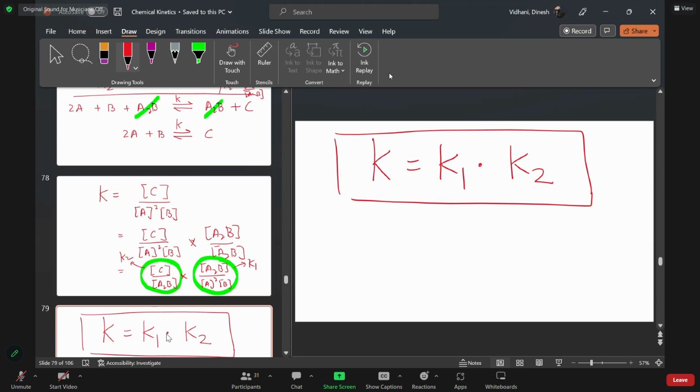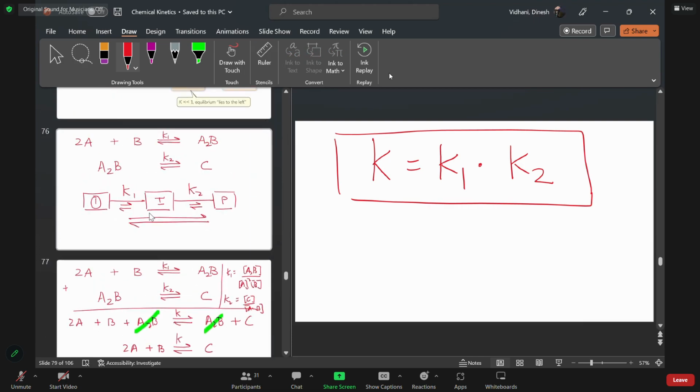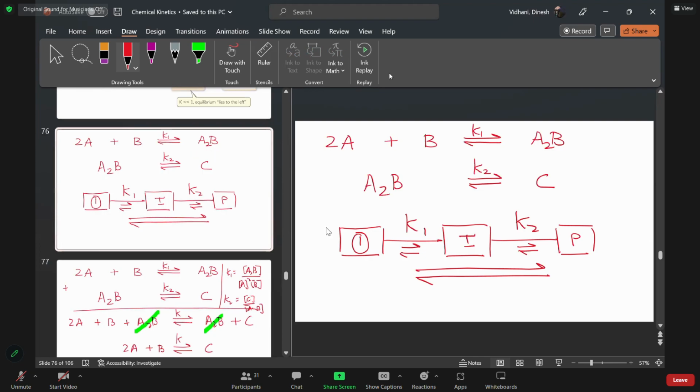So let me give you one example of this. Are you guys done writing this? Yes. Okay. Now, suppose you have an equation, I will give you those numbers. I'll take this slide, I'll copy this one.